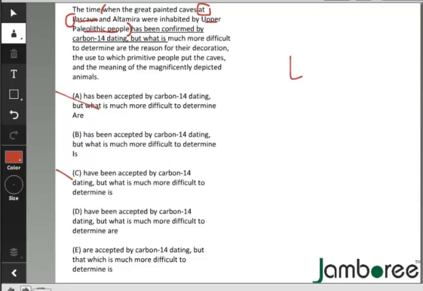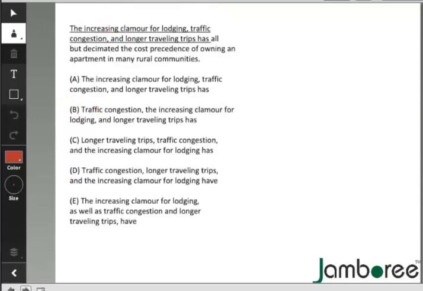Yes, Anna, very correct. Even if you have to read it out, you will just read it. When the great painted caves at L and A, we discussed this in the first class, in the last session, right? It's good to note, Arnav, that you remembered that L and A has been confirmed by carbon 14 dating. It's really good to see that you have remembered the stuff we discussed in the previous session. That's a good use of your time.